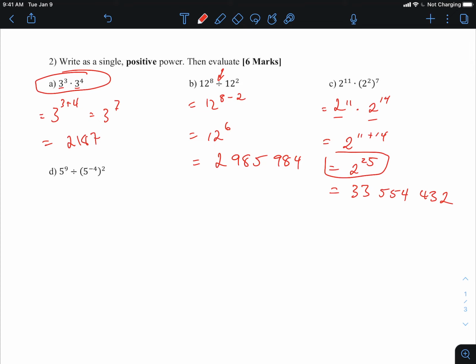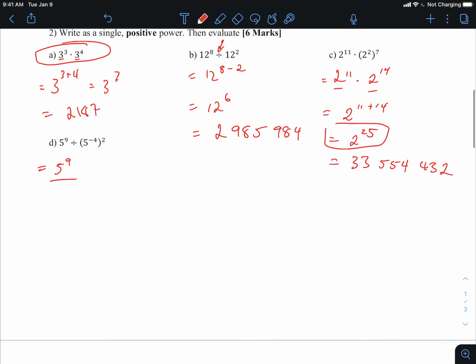A little trickier again, but again, we're just going to start with 5 to the power of 9. We're going to divide by. You could write divide by like this too, right? You guys have multiple ways to write division. You could write it like that. Right? And we're going to divide by 5 to the negative 8. Okay, so you basically get something like 5 to the 9, take away, be careful with this one, take away negative 8.